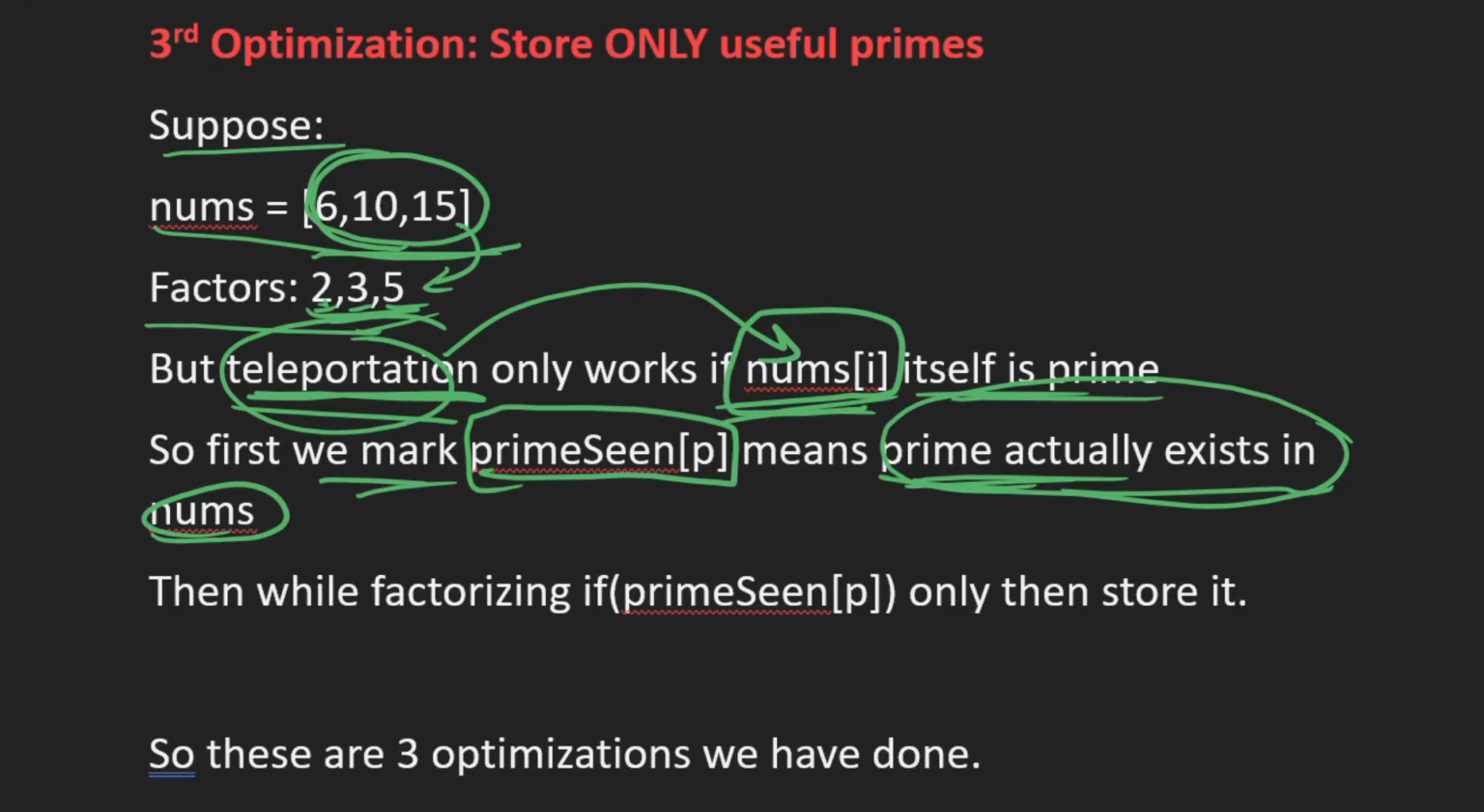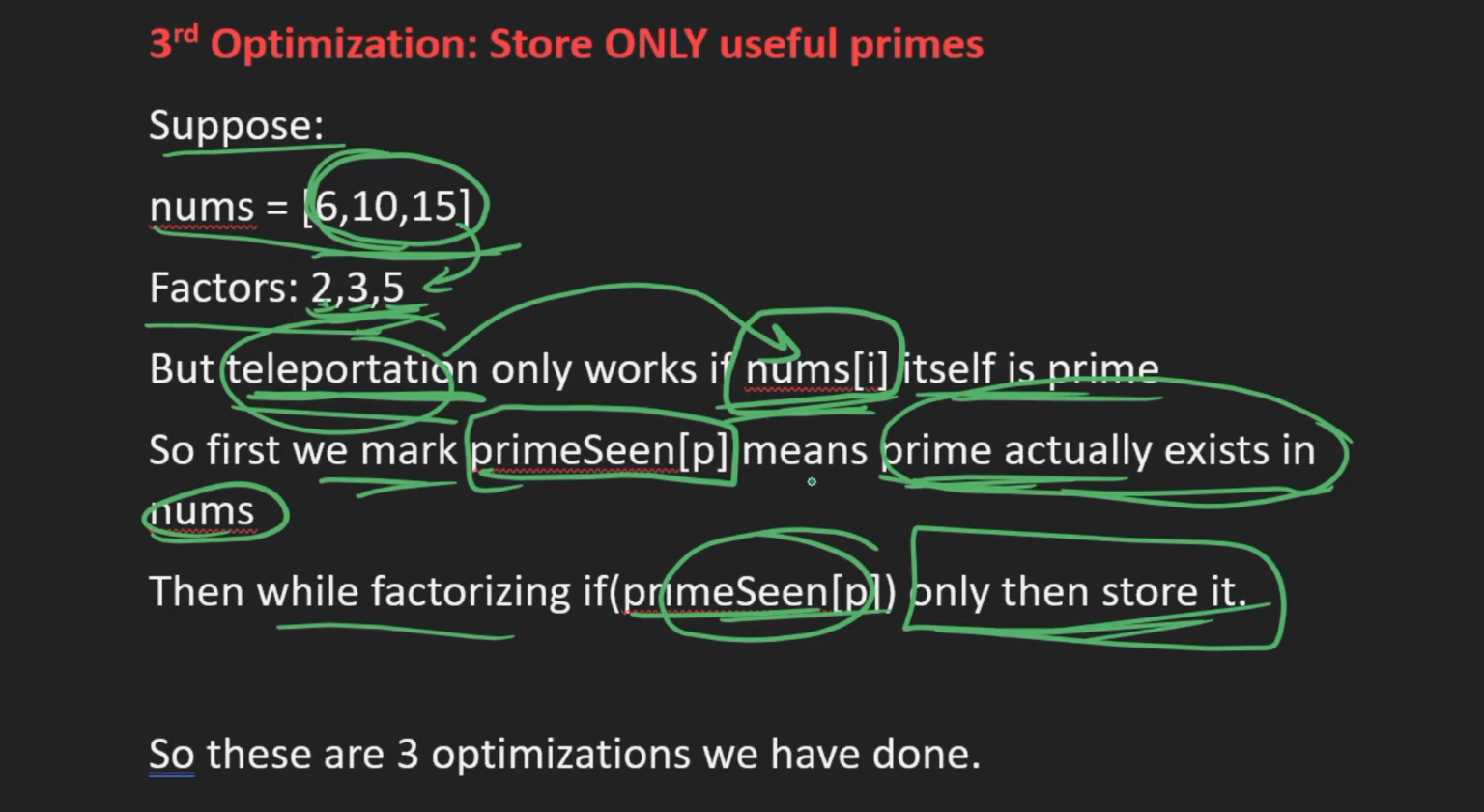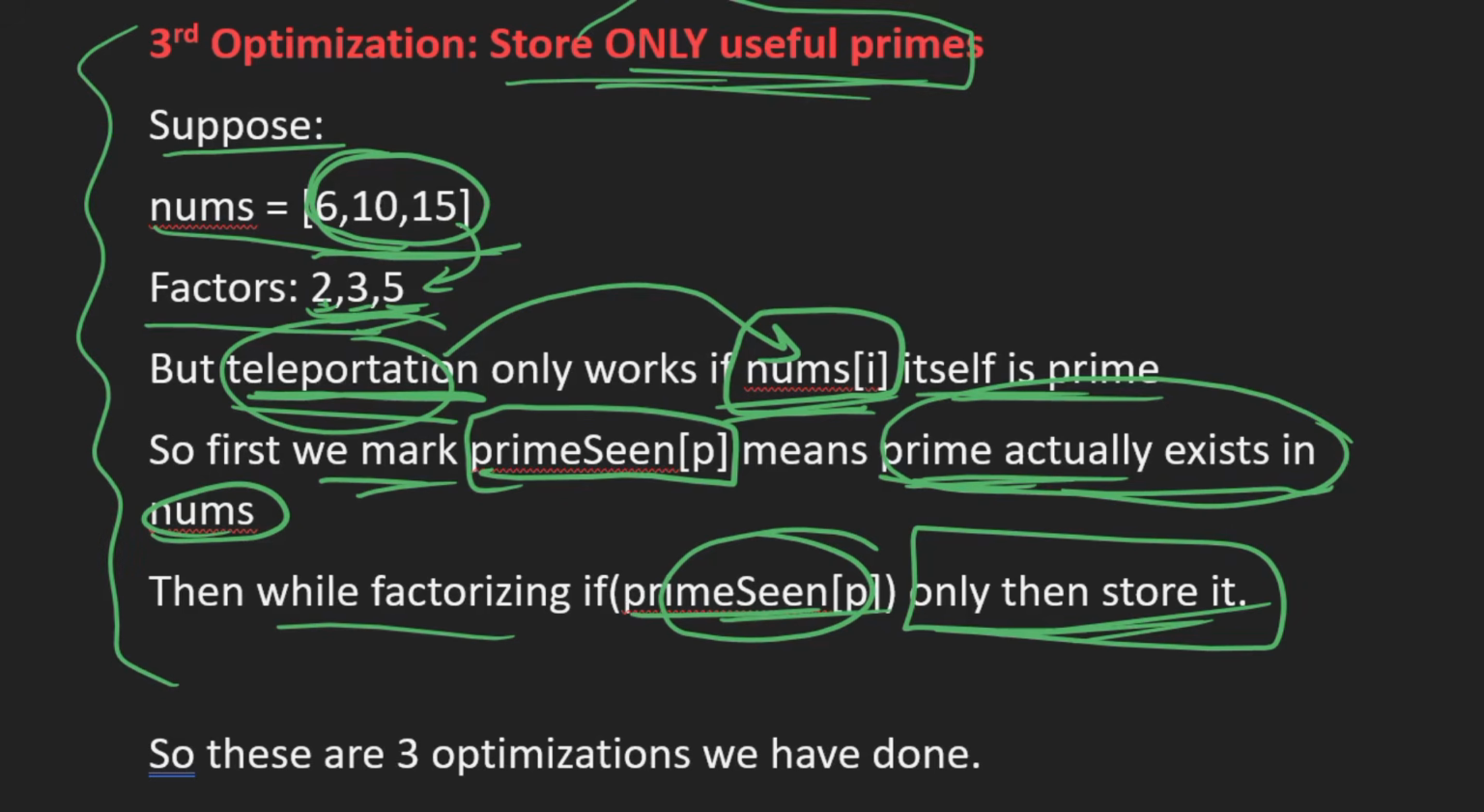And then what we'll do is, while factorizing the number, if the prime number is present in the array, only then we'll store it. So this third optimization will store only useful prime numbers. Useful means those prime numbers which are present in the nums array, right?